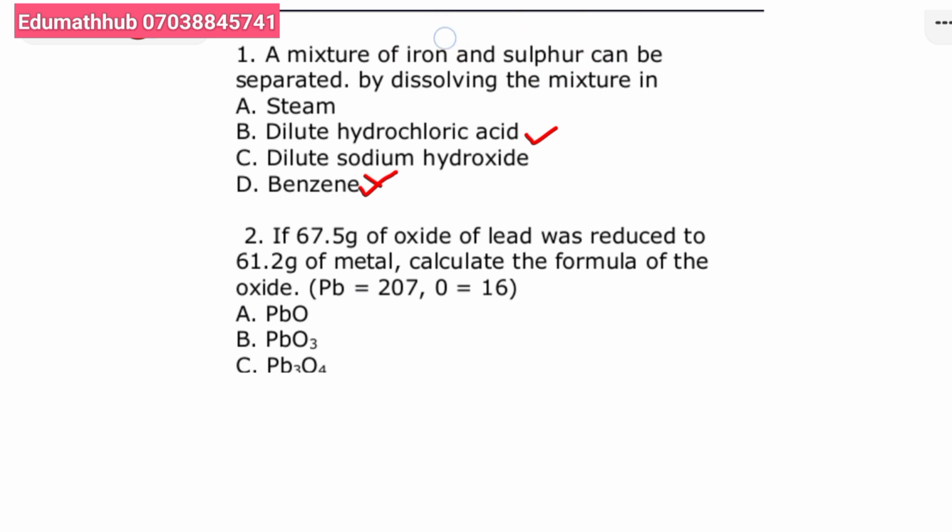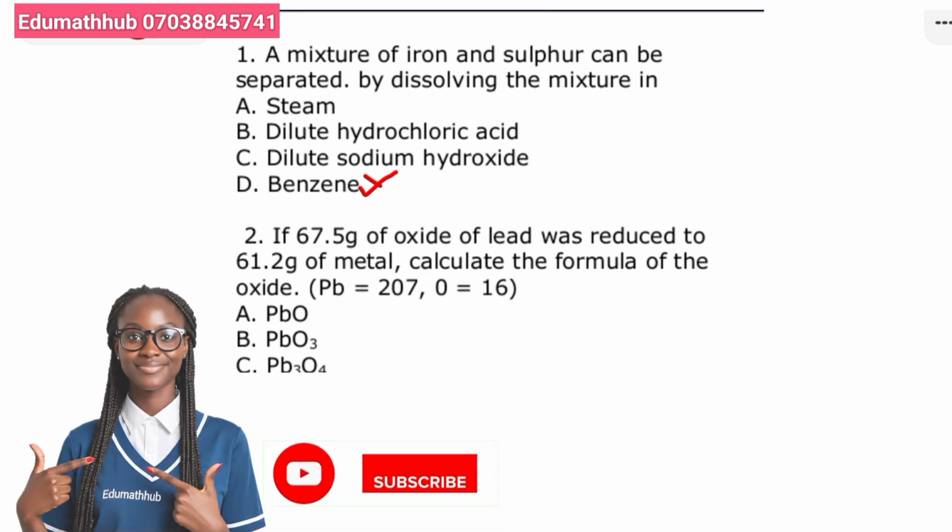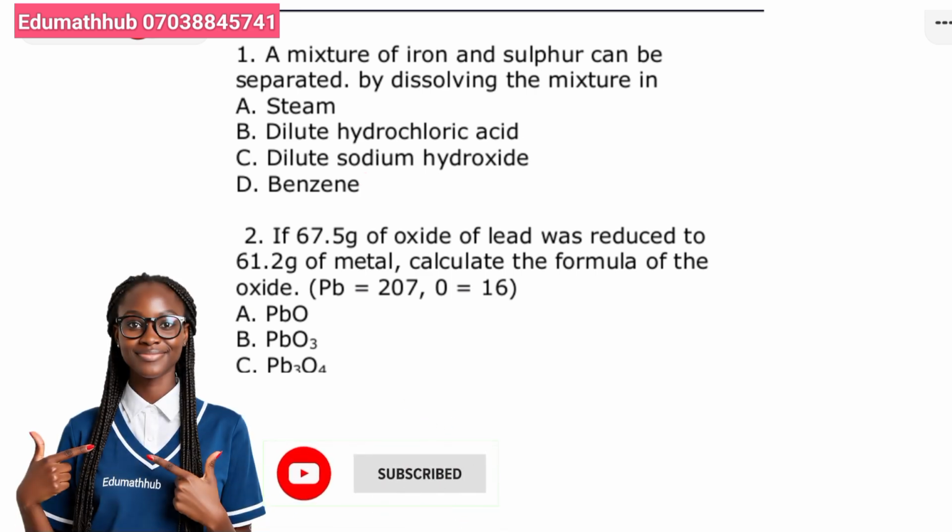So iron reacts with steam, but the end result will be a solid compound. So you are still going back to the same solid, which will be very difficult for you to separate from sulfur. So the only answer there is dilute hydrochloric acid. So the answer is option B.